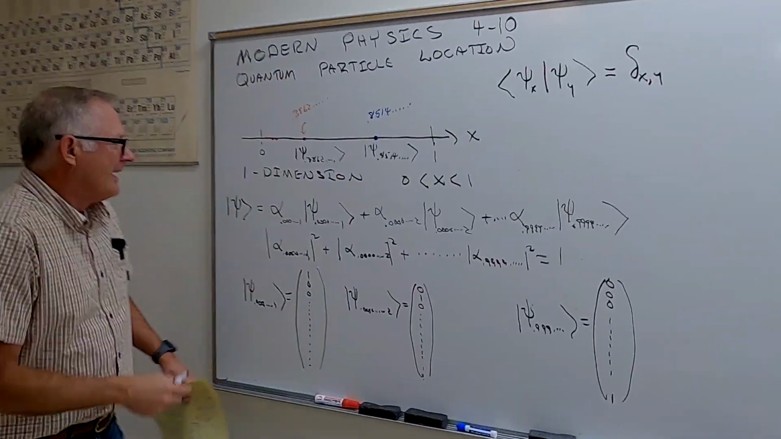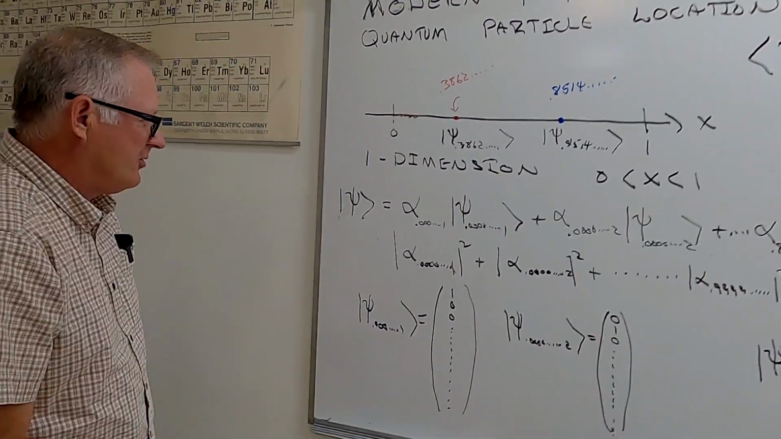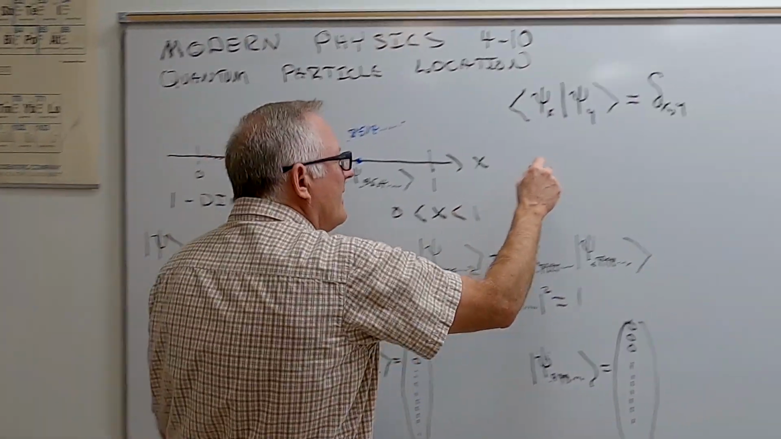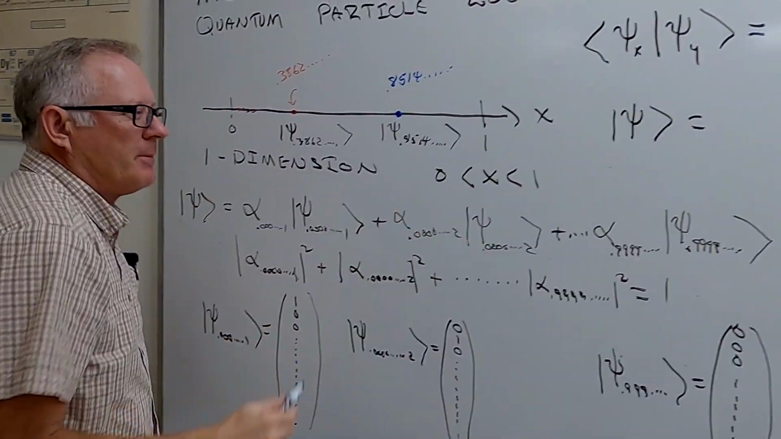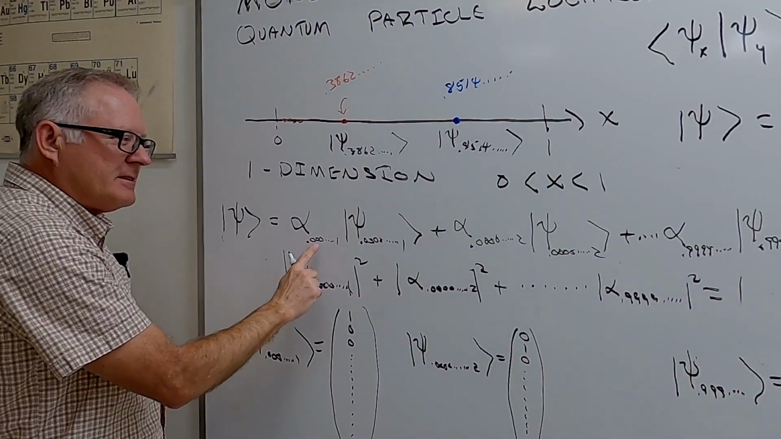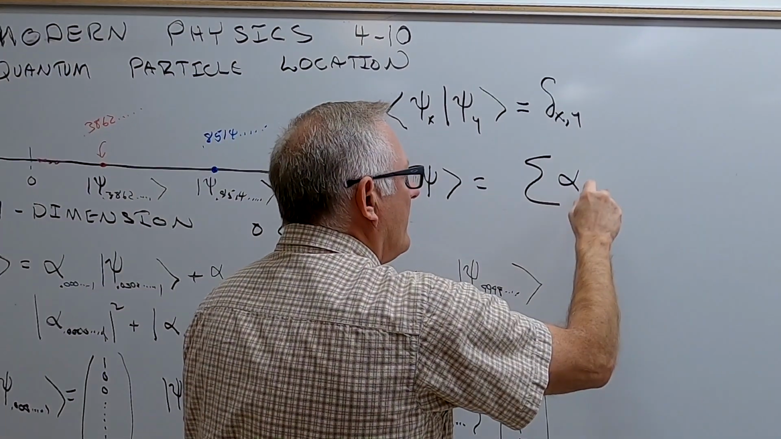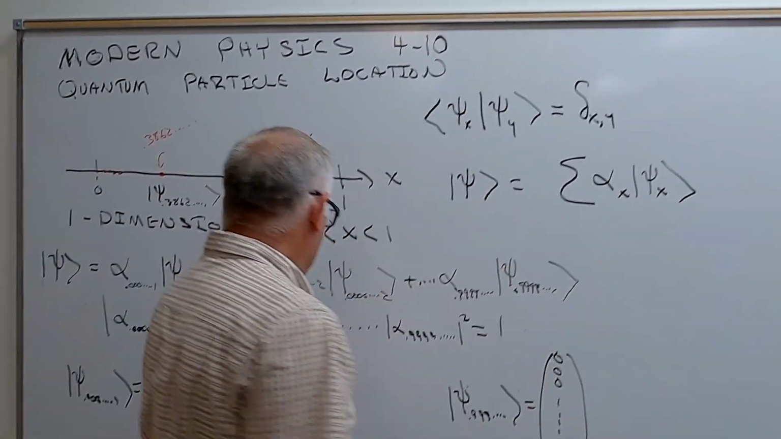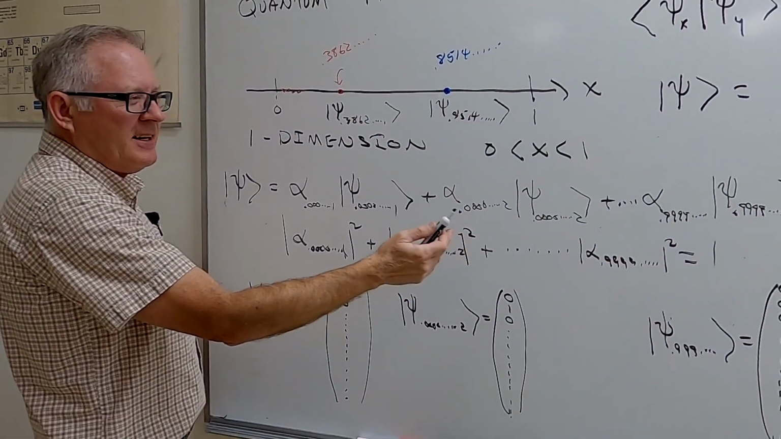Okay, so this right here, I could probably write in a shorter notation. Couldn't I write this as a sum? So we could write psi as the sum of alpha sub x psi of x, where x is going from 0 to 1, but not in integers.